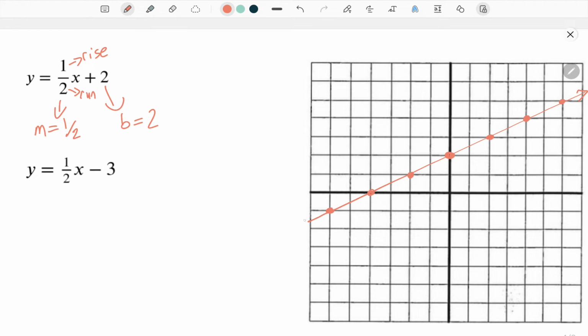All right. There we go. We have our line, and I will also label it. So y is equal to 1/2 x plus 2. Let's draw out the second line.